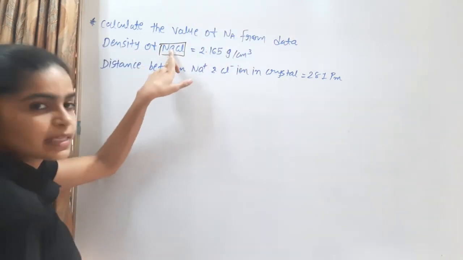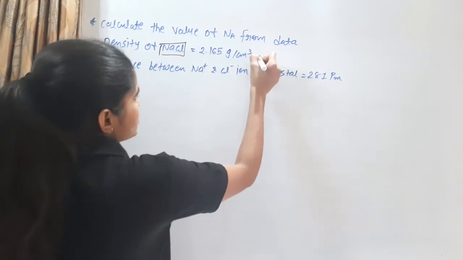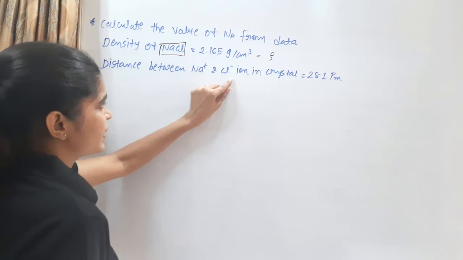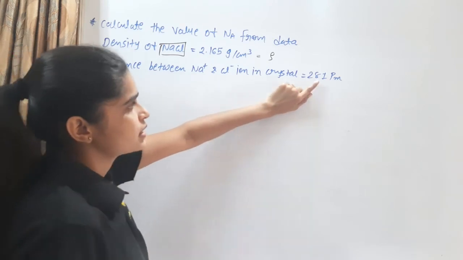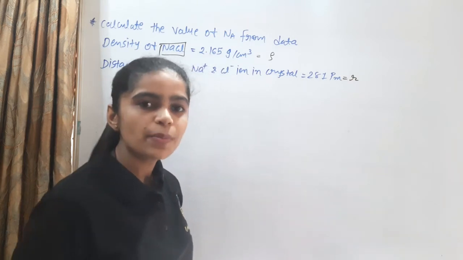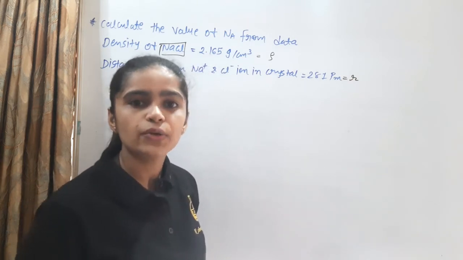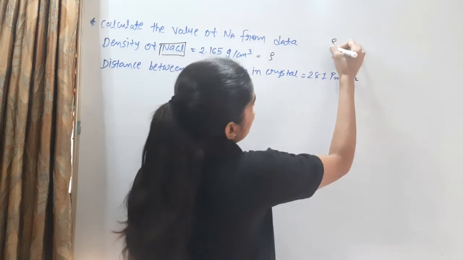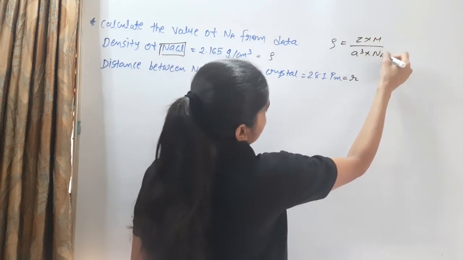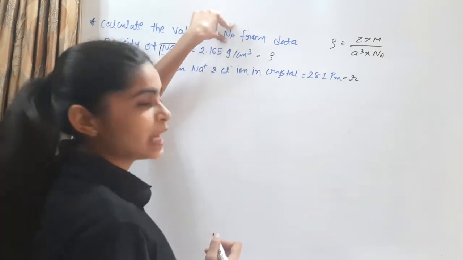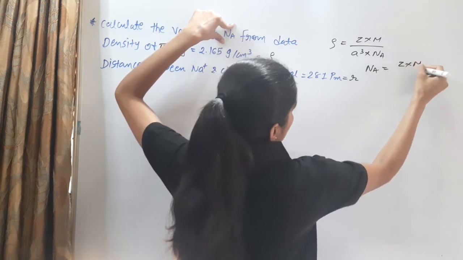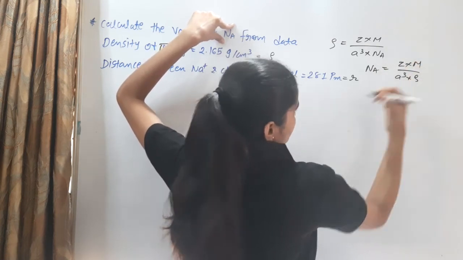Density of NaCl is equal to 2.165 gram per centimeter cube, rho. Then the distance between Na plus and Cl minus ion in the crystal is 281 picometer. So distance is equal to R. We know the relationship between rho and unit cell dimension. So rho is equal to Z into M upon A cube into Na. But we want to find Na. So Na is equal to Z into M upon A cube into rho.